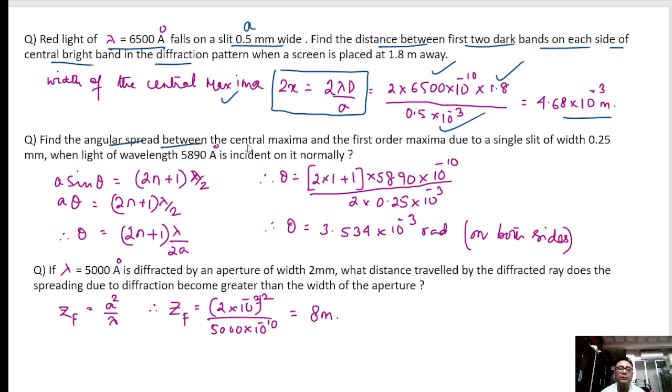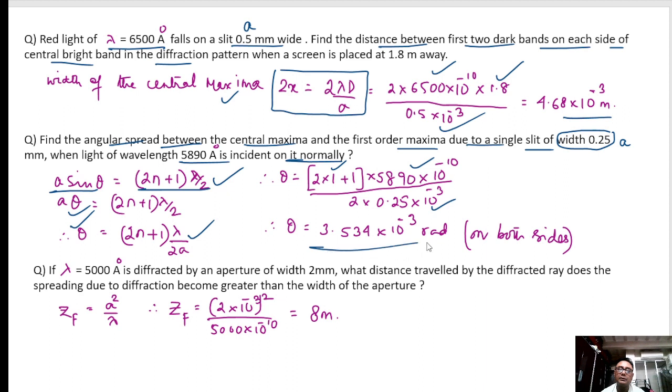Find the angular spread between the central maxima and the first order maxima due to a slit width. This is the slit width a. Wavelength given, incident normally. That means they are telling that find the angular width between the central maxima and the first order maxima. What is the width? So a sin theta is equal to (2n plus 1) lambda by 2. This is the maxima condition. Angular width we want to find. So first order maxima means n equal to 1. Lambda I know, a I know. So we get this answer. This much radian is the angular spread between the first order maxima and the central maxima.